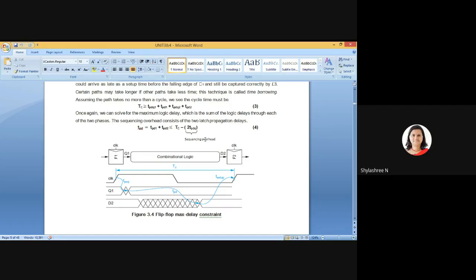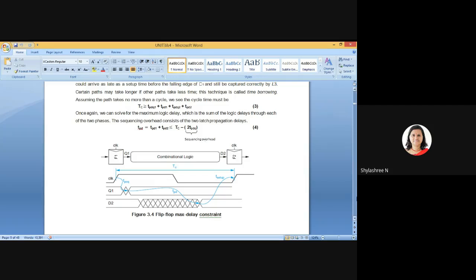So your TC should be greater than or equal to TPDQ1 plus TPD1 plus TPDQ2 plus TPD2, or else you can write the propagation delay equation as TPD1 plus TPD2 is equal to TPD, that should be less than or equal to TC minus 2 TPDQ. Because TPDQ1 plus TPDQ2 is nothing but 2 TPDQ. Are you getting it?